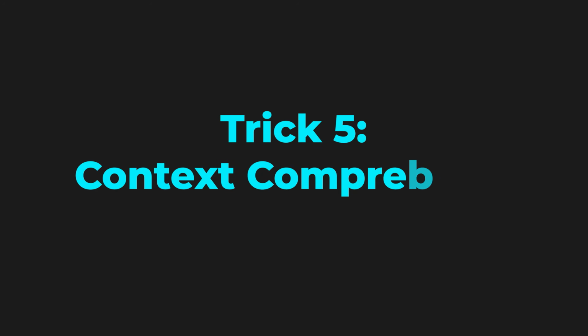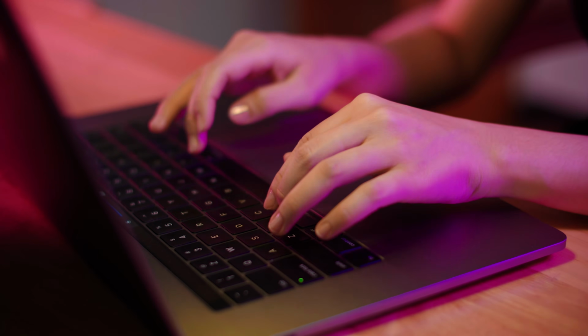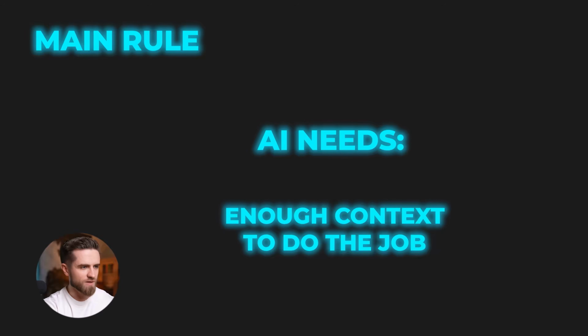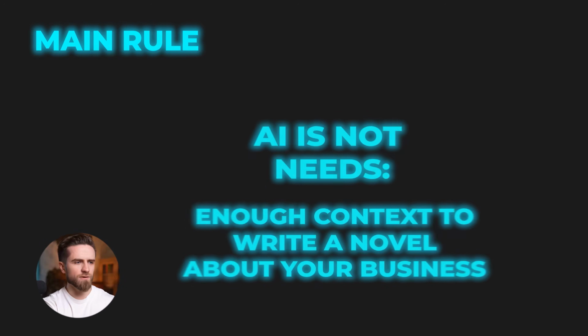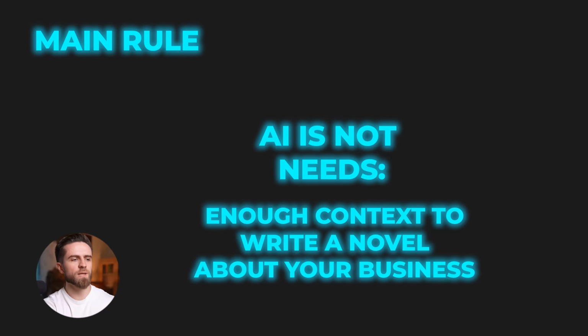Trick 5, context compression. This is where people waste the most words. They give the AI their entire company history, the full backstory, every detail they can think of, when the AI only needs 3 things. Here's the rule. AI needs enough context to do the job, not enough context to write a novel about your business.